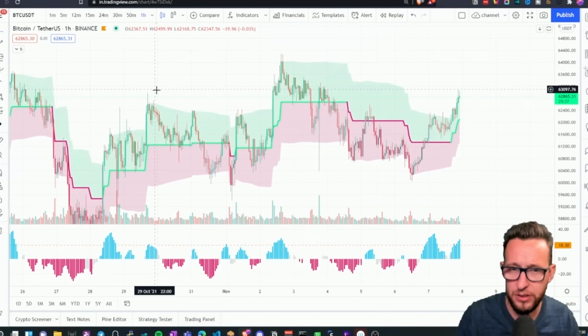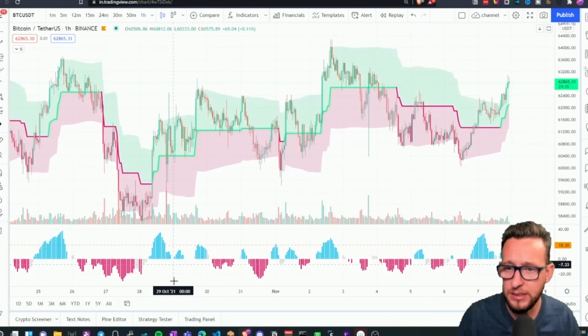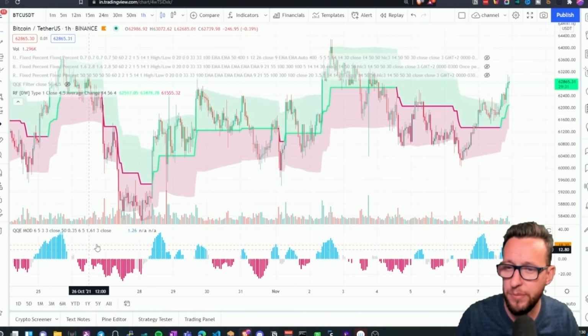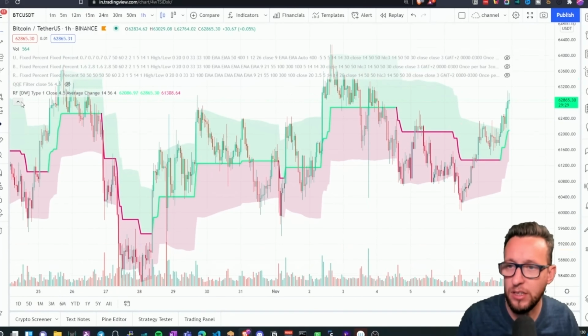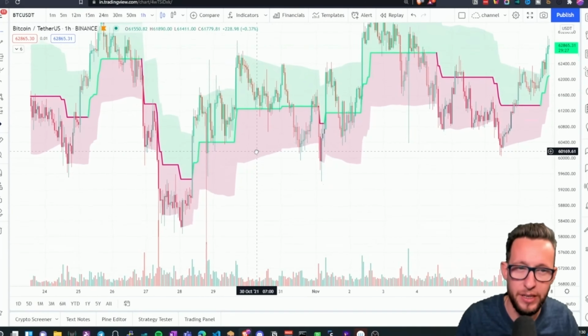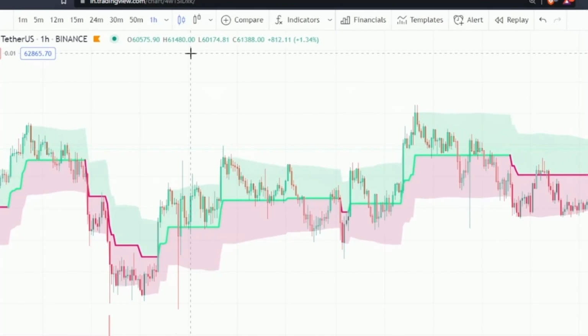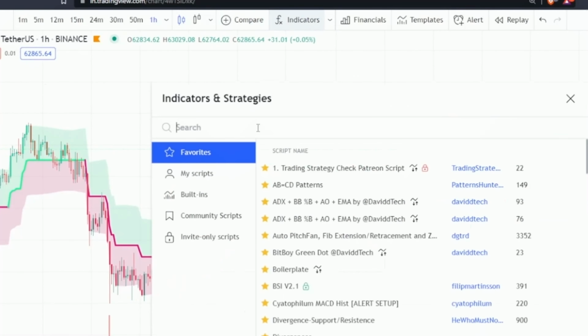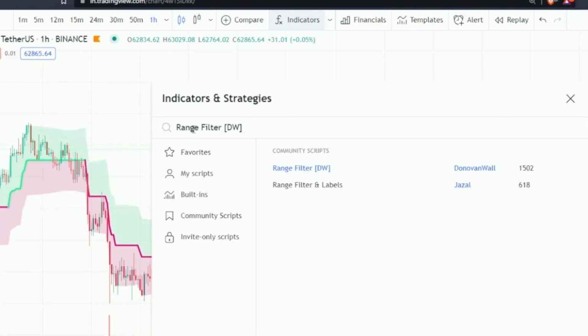Right, let's get over to TradingView and have a look at the strategy itself. Here we are on the strategy. As I said, it's based on the QEE. I just put that there to show you. If I remove that now, all we have is our red and green cloud here. To add this, I went over to indicators at the top here, clicked indicators, and searched for range filter DW.